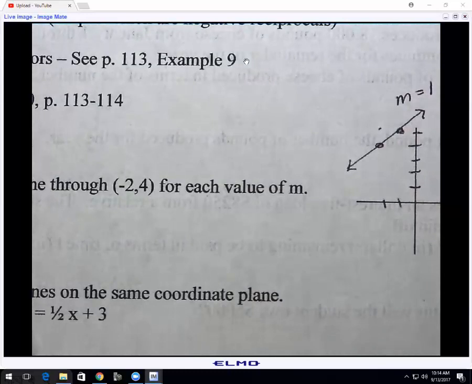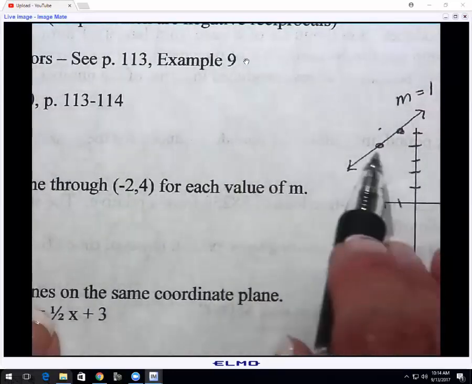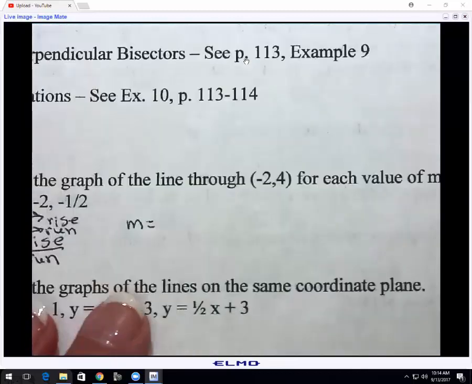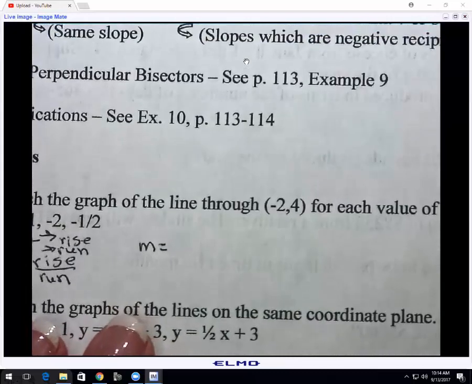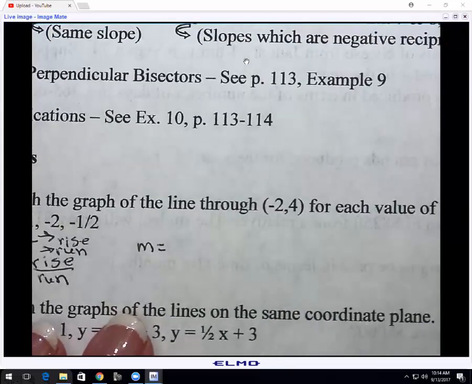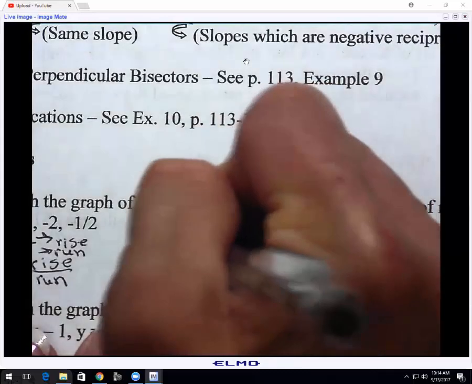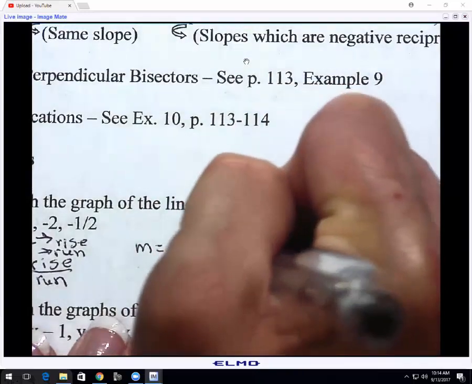Now I want to start at -2, 4 again and graph a line with the slope -2. How do you write -2 as a fraction? Is that -2 over +1? Is it -2 over -1? -2 is -2 over +1.